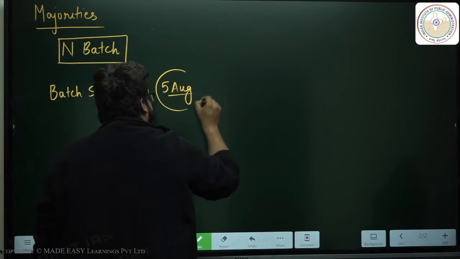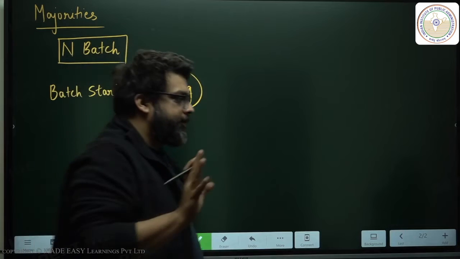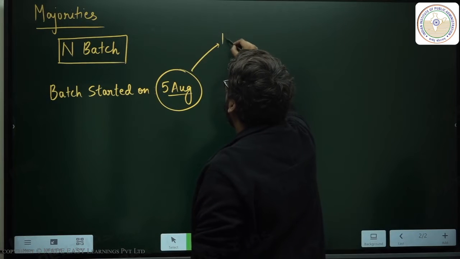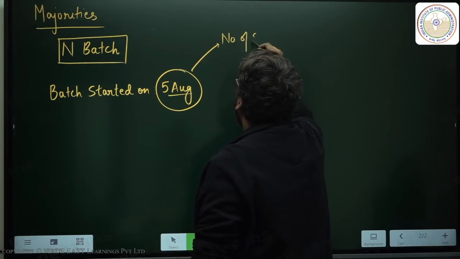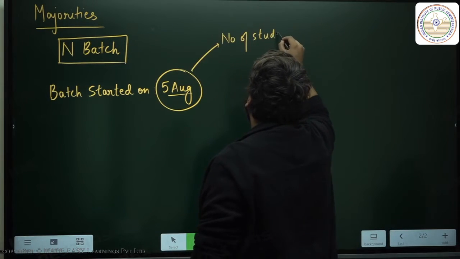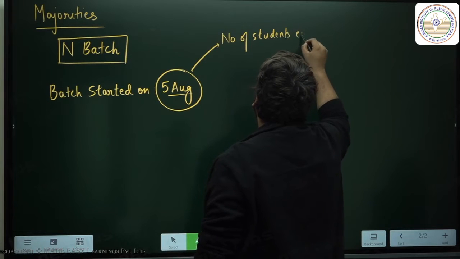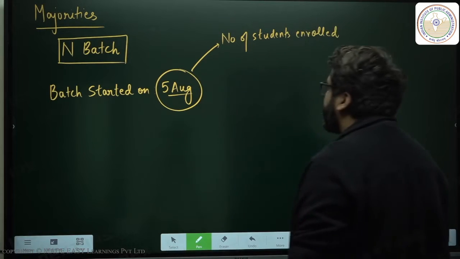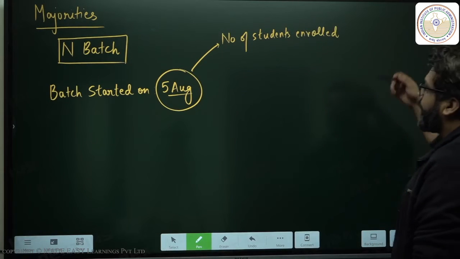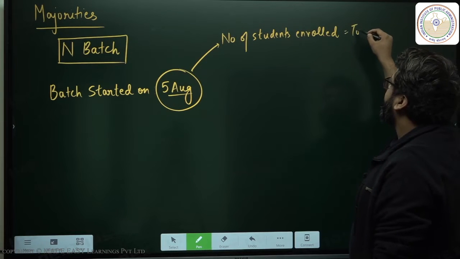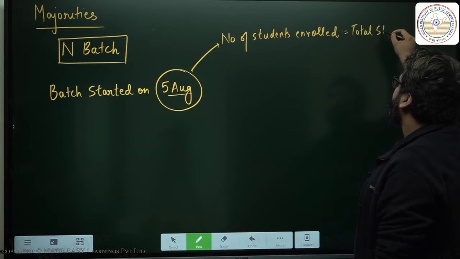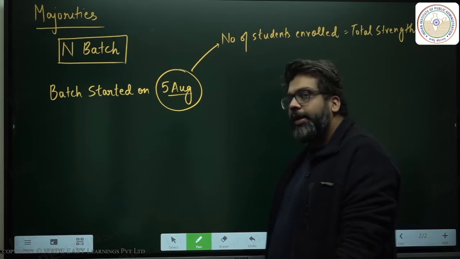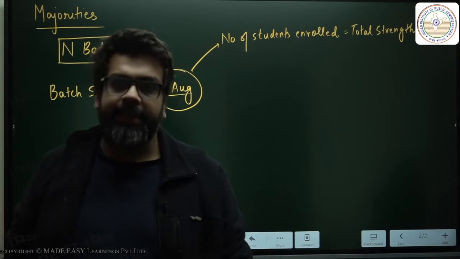If 5th of August is the start date of your batch, that means on 5th of August, there would have been a number of students who would have enrolled, who would have taken an admission on the 5th of August, right? We are going to call this the total strength of the batch. Okay, the total strength of the batch, right?